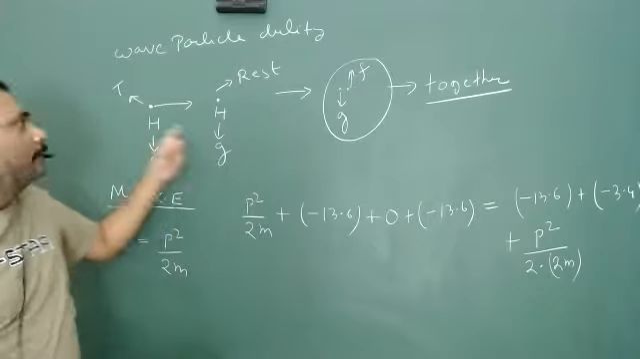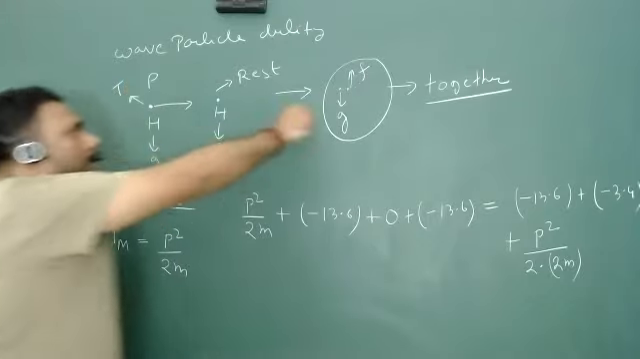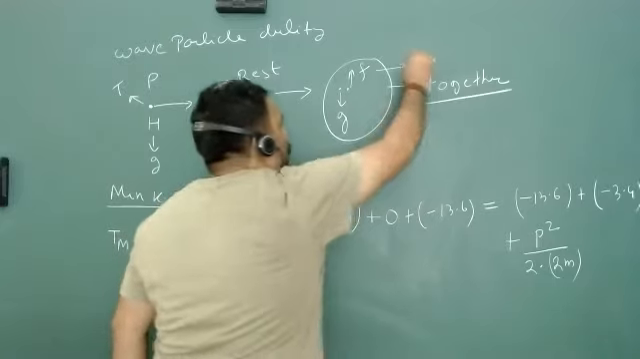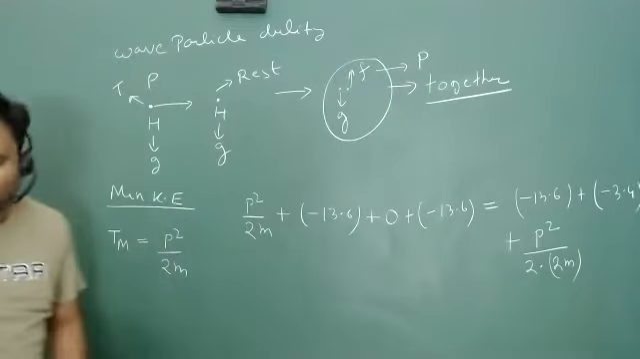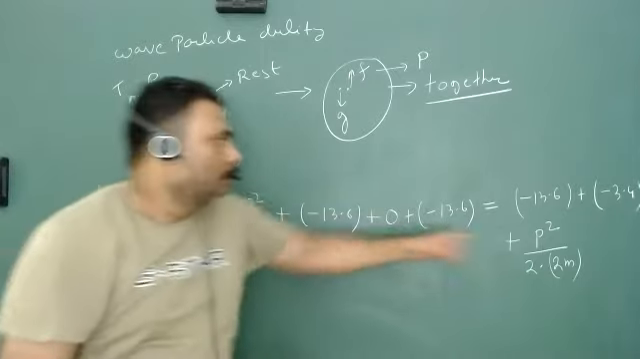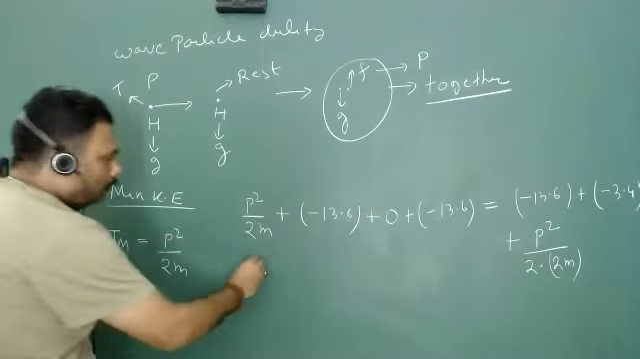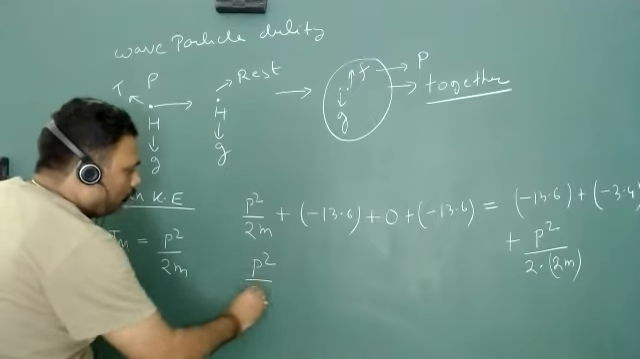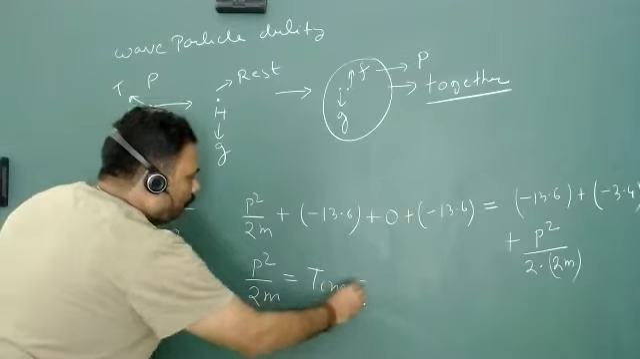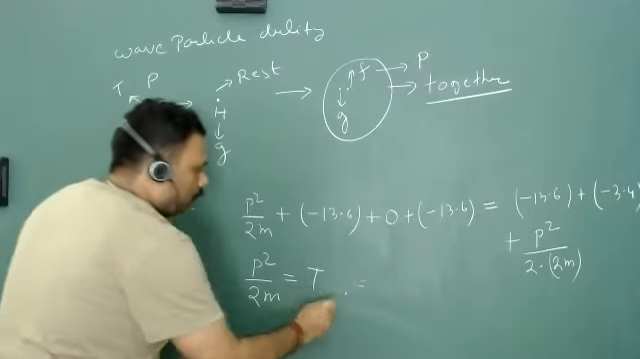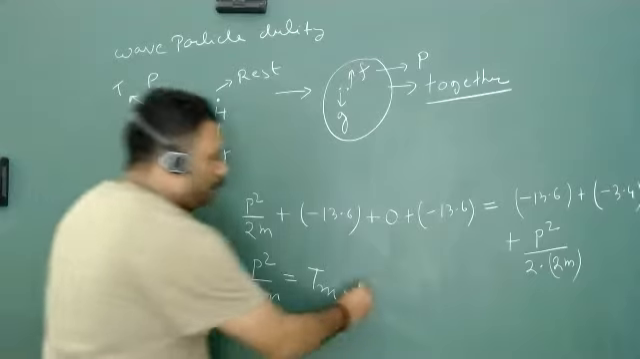So from the conservation of momentum, if it has some momentum p, the whole system will also have momentum p, but the whole system has a different mass, that will be 2m. So using all this calculation, you can get p square upon 2m, which is nothing but the t minimum, and you can easily calculate the t minimum.